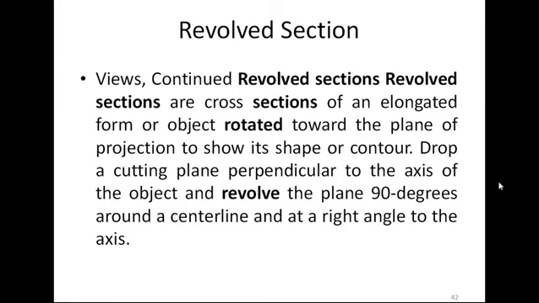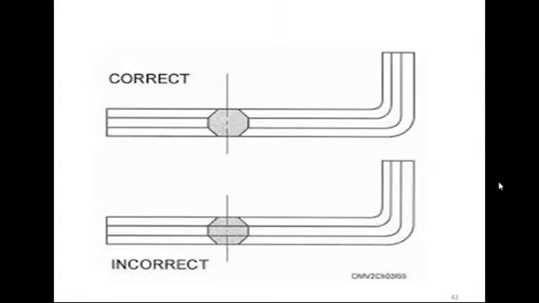Drop a cutting plane perpendicular to the axis of the object and revolve the plane 90 degrees around a center line and at a right angle to the axis. So this is the theory, how it works. Now we are going to see.